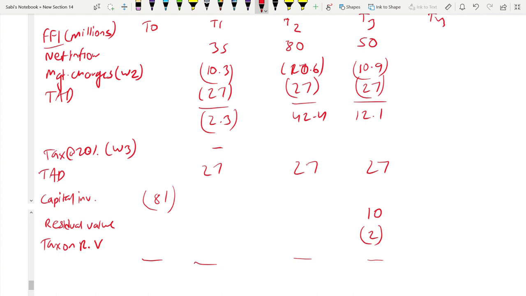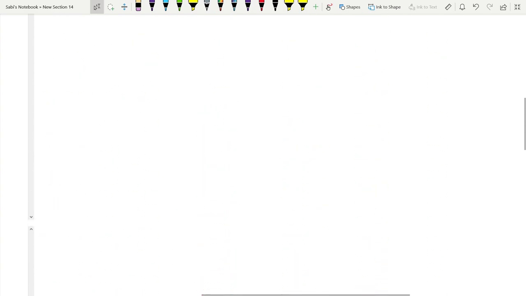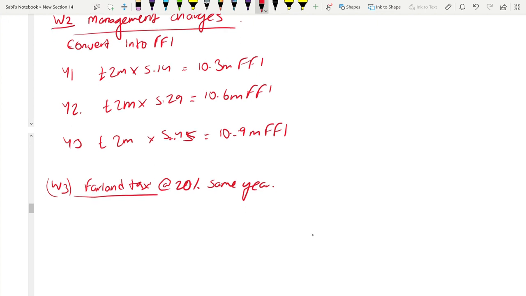Okay. So you need to work out on that tax for year 2 and 3 first. So let's go to the working and finish off with our tax. Okay. So our profit was what? 42.4 was the profit in the second year. So from there you bring forward the loss and take the loss. You minus the loss, 2.3 million. And on this you take 20%. That will be your tax.